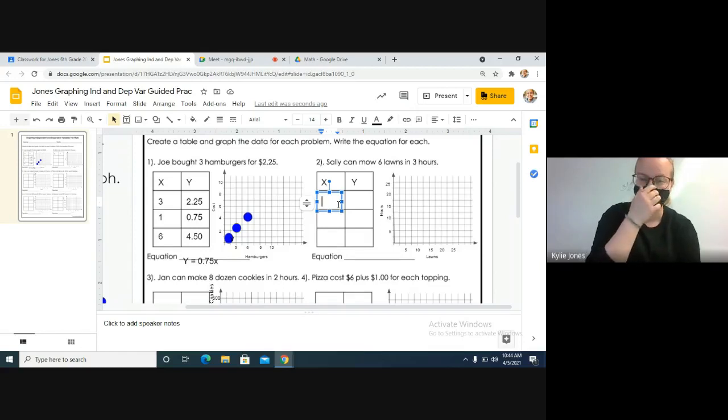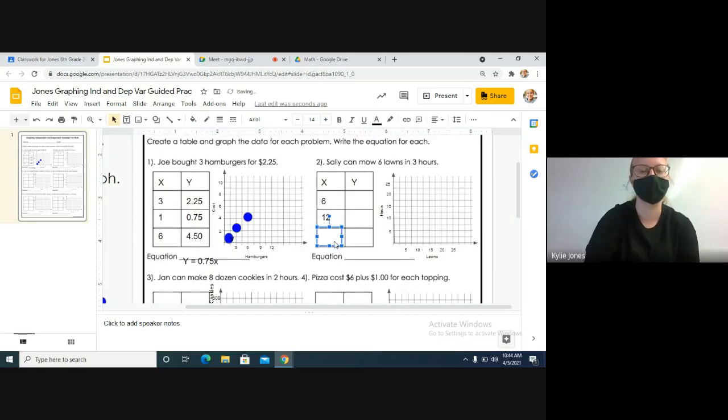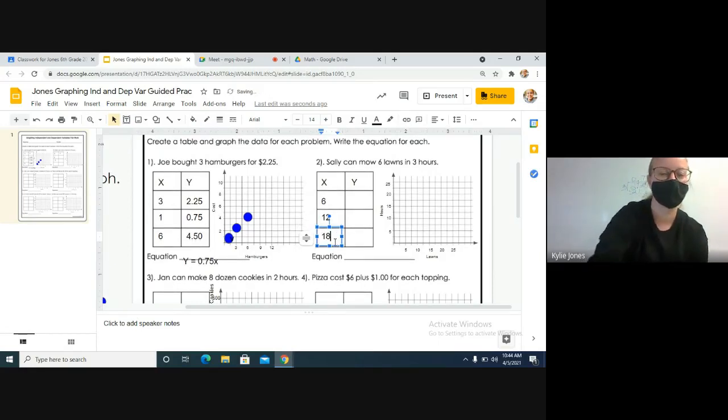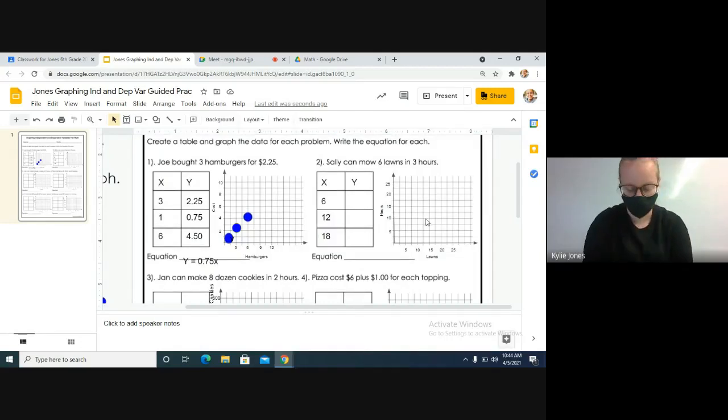So, number of lawns we're going to put as the X value because it can change. So we're going to start with 6. And then let's do 12 after that. I'm going to give you guys some X values on this: 6, 12, and 18. She's mowing a lot of lawns. Okay. Maybe she does this over a weekend. I don't know.